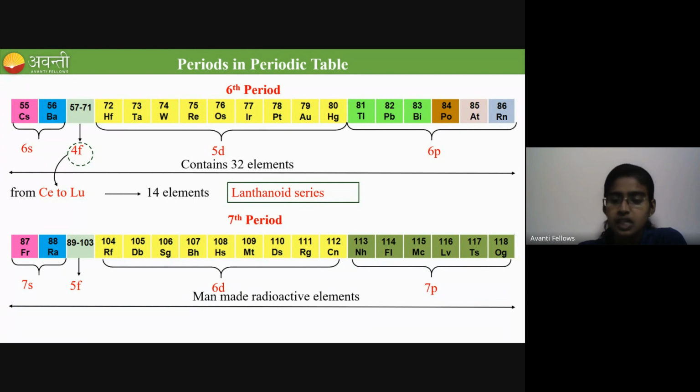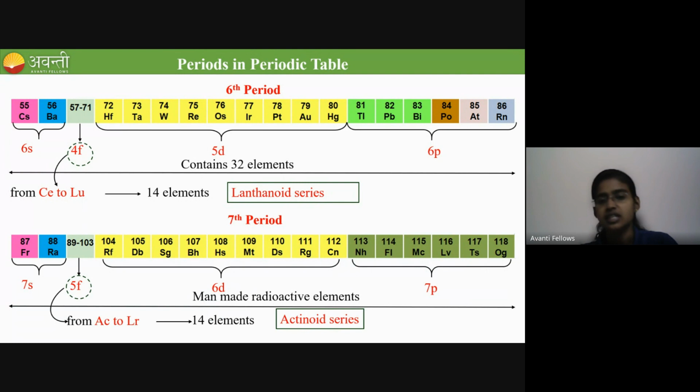And coming to this 5f, like in the case of 4f, we have elements from actinium to lawrencium. From actinium to lawrencium, we have 14 elements, and these 14 elements together are called the actinoid series. I showed two rows at the bottom of the periodic table, right? Lanthanoid and actinoid. Those are these 4f and 5f electrons.